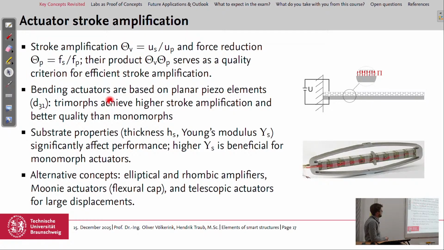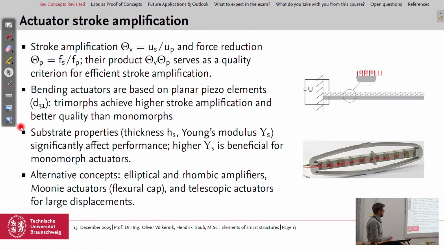One example are bending actuators, which are based on planar piezo elements, for example using the D31 effect. So we have a field in thickness direction and extension in this direction. And we had a look at trimorphs, comparing them to monomorphs, and could see that trimorphs achieve higher amplification factors and a better or higher quality criterion than monomorphs.